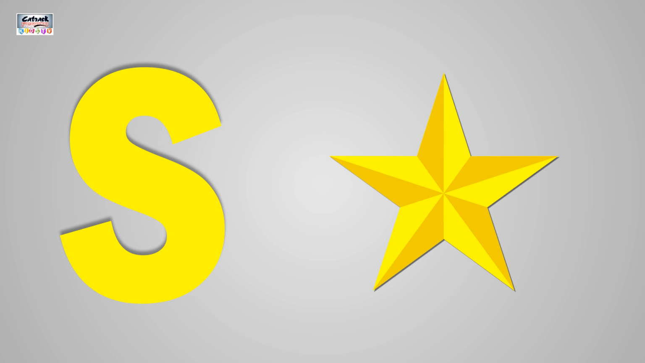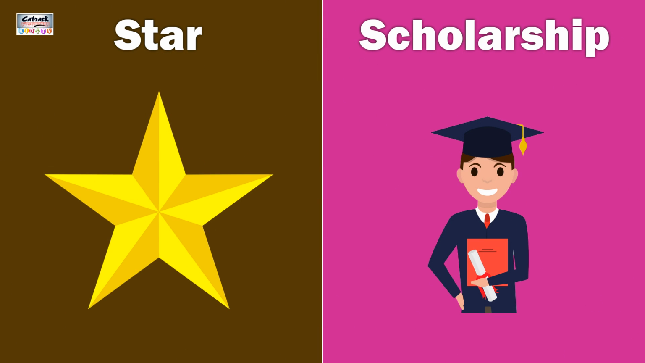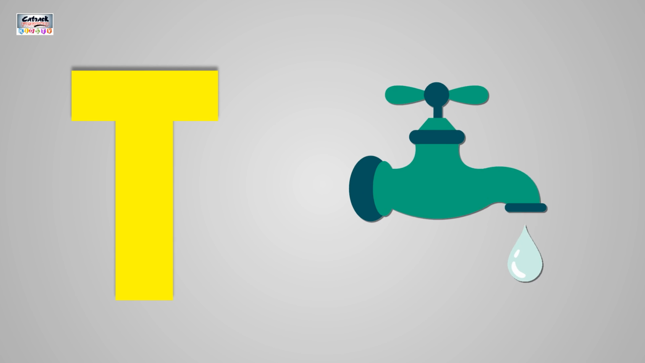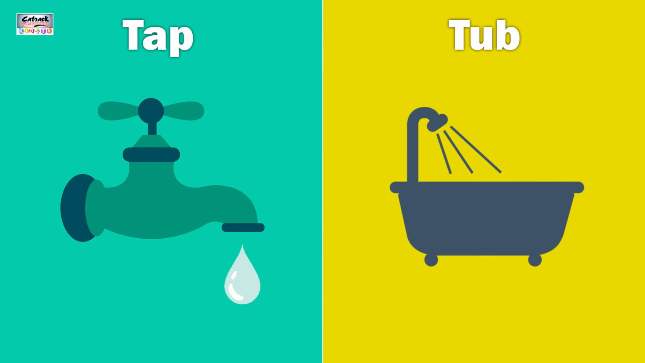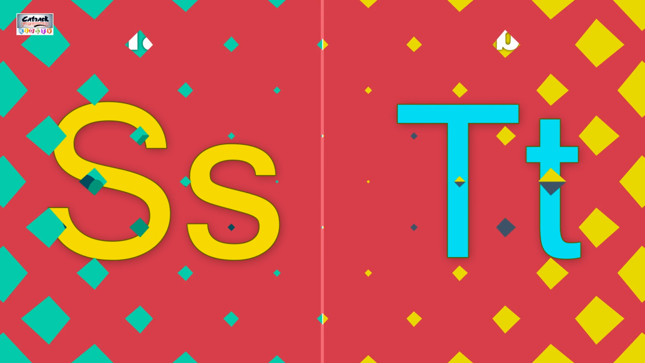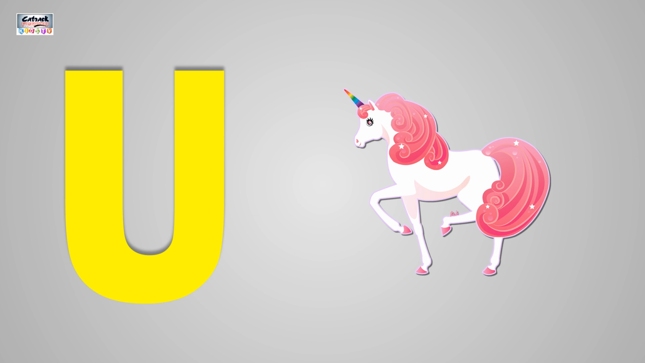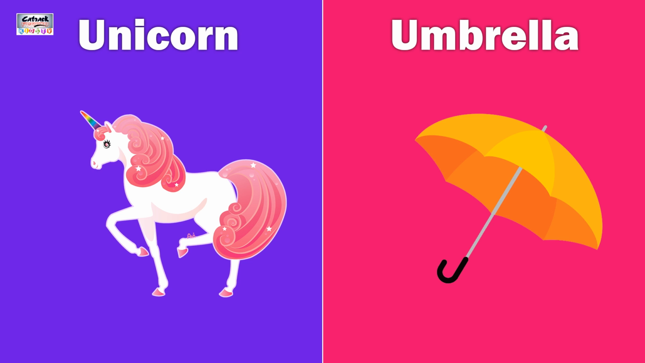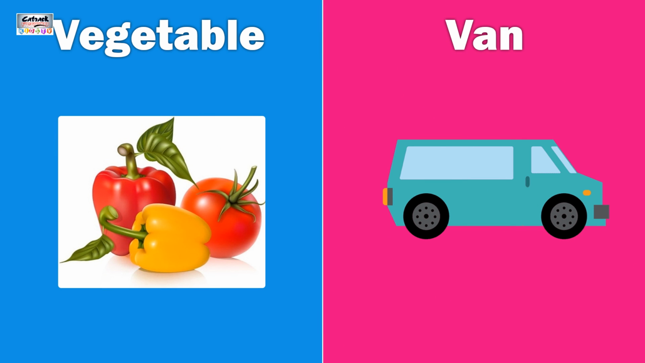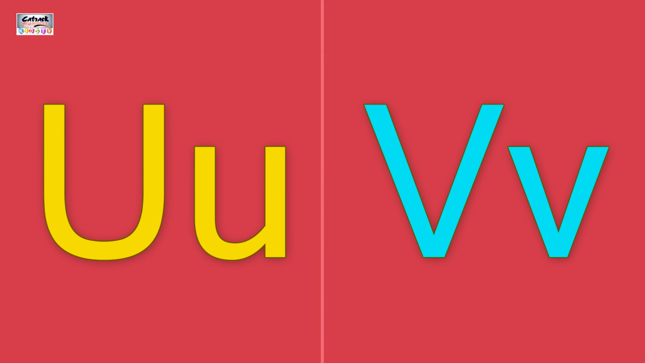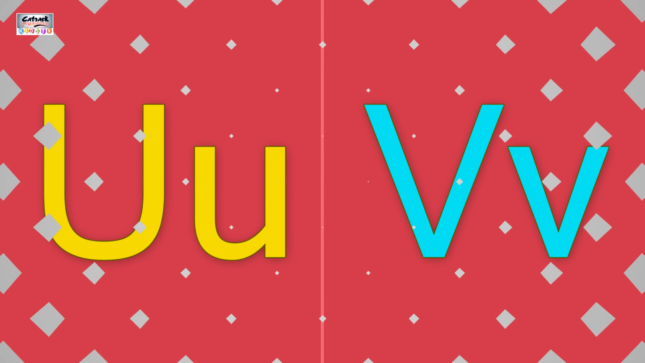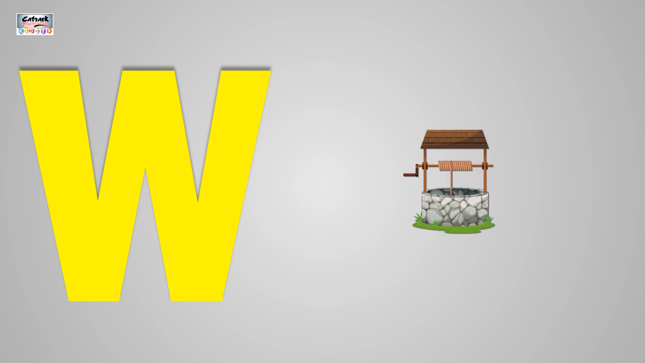S for star. S for scholarship. T for tap. T for tub. U for unicorn. U for umbrella. V for vegetable. V for van. W for well. W for water.